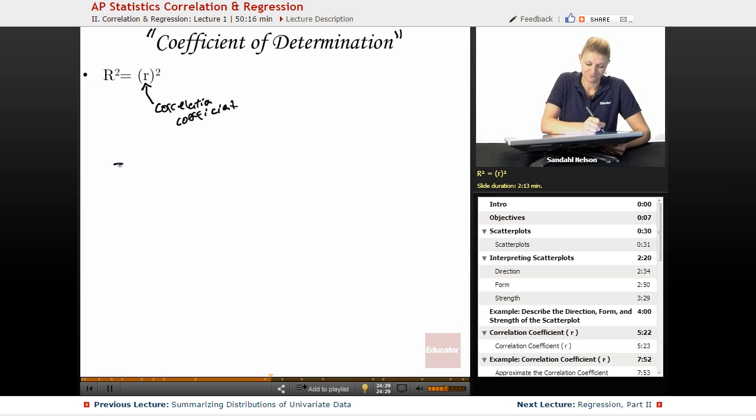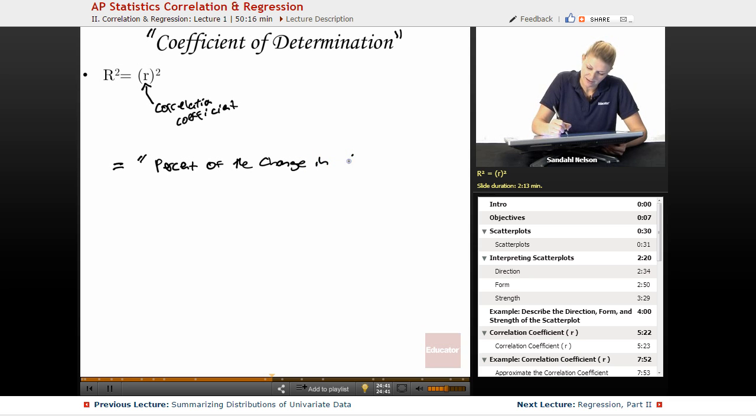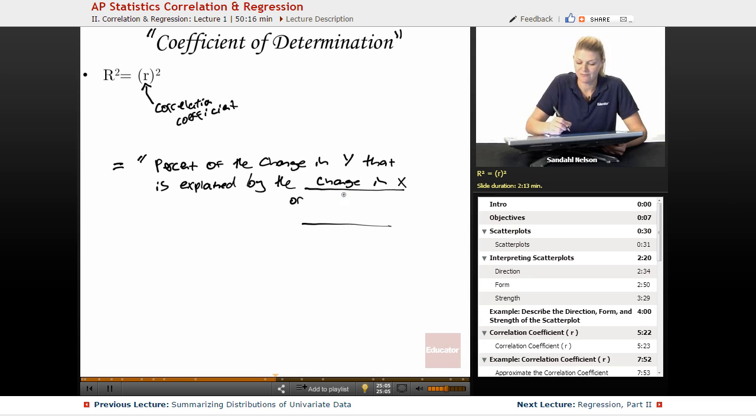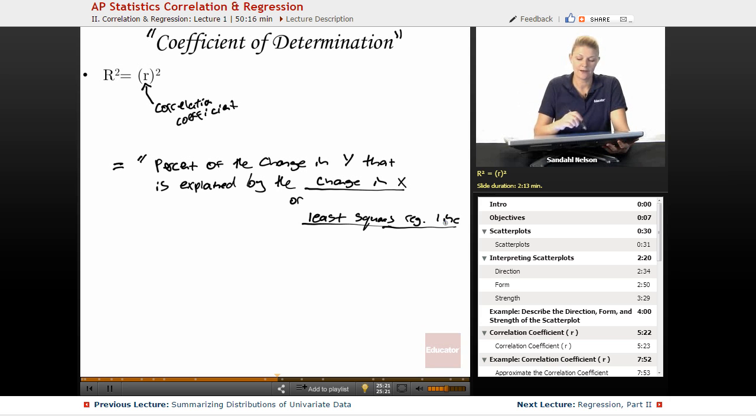So the coefficient of determination is going to tell you the percent of the change in y that is explained by the, and I'm going to underline this because there's two ways to say it. You can say the percent of the change in y that's explained by the change in x, and then it can also be said as the percent of the change in y that can be explained by the least squares regression line. So you'll see it either way, and this is a really common multiple choice question where they'll say, what's the percent of the change in y that can be explained by, and they'll say one of these two things. And all they're asking for is r squared.